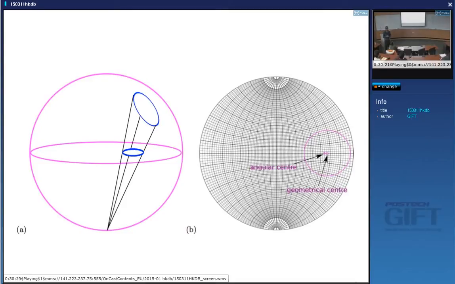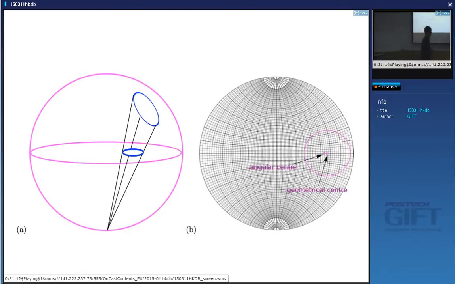geometrical center. So supposing I want to plot a circle, so that I can find all points which are at the same angle to the particular center of that circle, how would I do it? Because the geometrical center doesn't coincide with the angular center. So I've got a stereogram, and I've got a point here, and I want to identify all poles which are at a given angle to that. So how do I find the geometrical center of that circle? Well, this is a great circle passing through that.